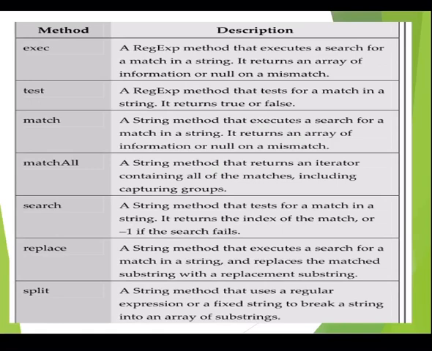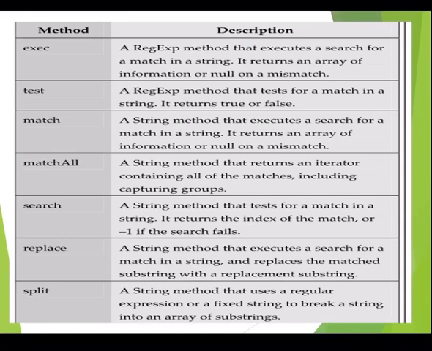Then there is your test method. The test method tests for a match in a string and returns true or false. If the match is found, it returns true. If the match is not found, it returns false. Then there is your match method, a string method that executes a search for a match in a string. It returns an array of information or null on a mismatch. It also searches for a match in a string. If the match is found, an array of information is returned, otherwise null is returned.